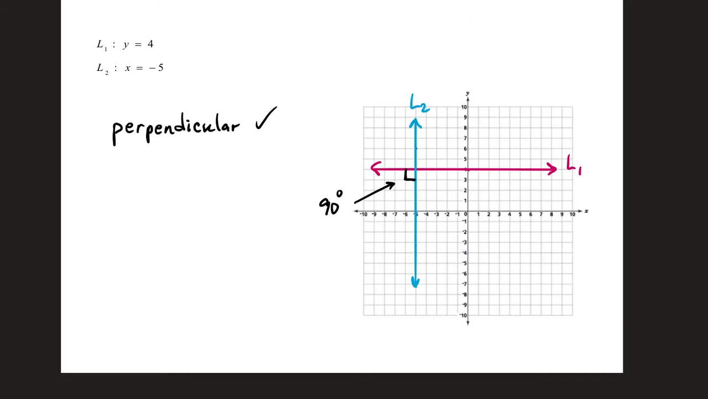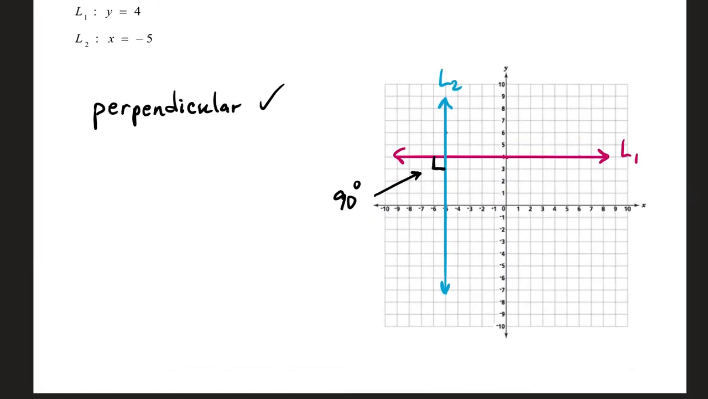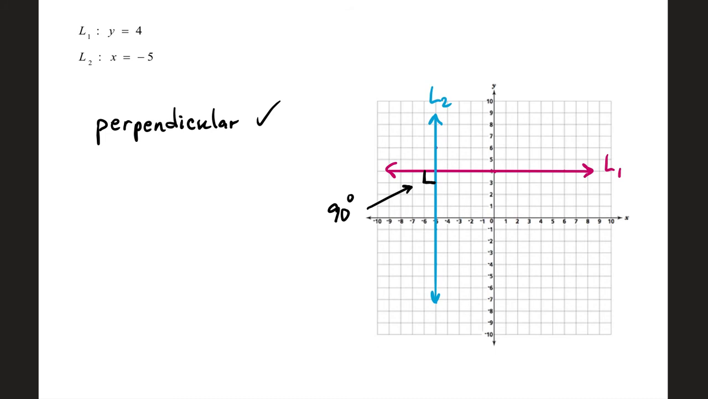Looking at our fourth example, we have the special cases where we have a horizontal line and a vertical line. Line 1, y equals 4, that's a horizontal line. Any point that falls on this line will have a y coordinate of 4. Our second line is a vertical line, and it will pass through all points with x coordinates of -5. These are perpendiculars.